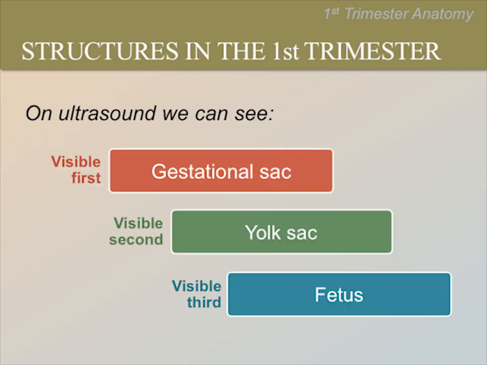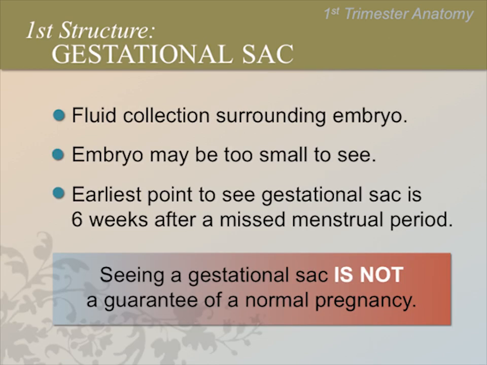There are 3 structures that we can begin to see on ultrasound, one after the other, during the first trimester. We will discuss what each structure looks like. It is important that you are able to recognize them because this reassures us that the pregnancy is normal. It also helps us to date the pregnancy. The first visible structure is a gestational sac, the second is a yolk sac, and third visible structure is the fetus.